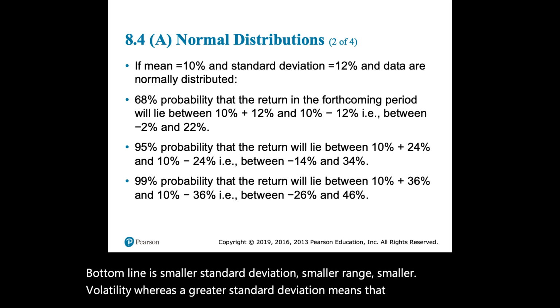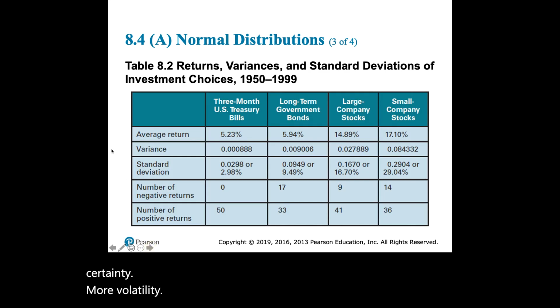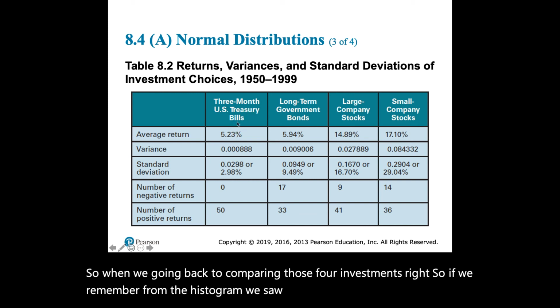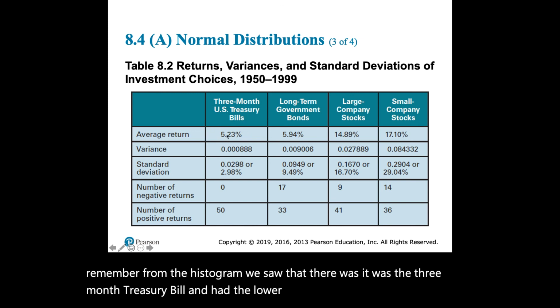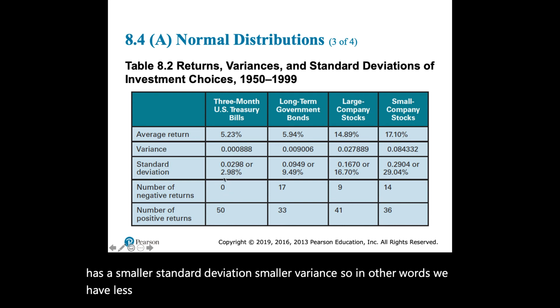So going back to comparing those 4 investments, if we remember from the histogram, the 3-month Treasury bill had the lower average return. But if you look, it has a smaller standard deviation, smaller variance. So in other words, we have less risk. And remember we discussed there were no negative returns. They're all positive returns. Of course, when we move closer to this area here, the average return is actually higher.